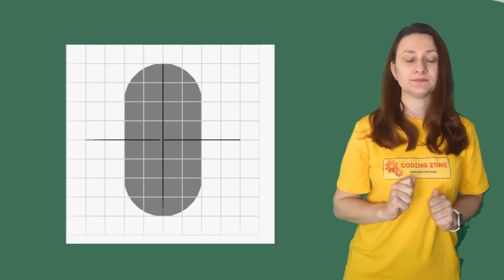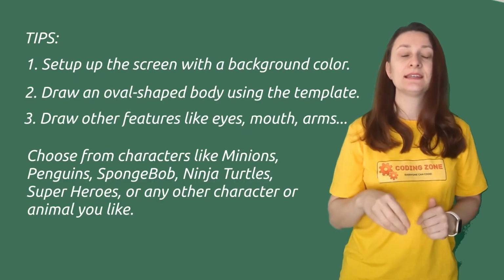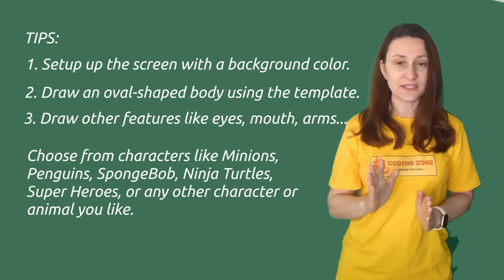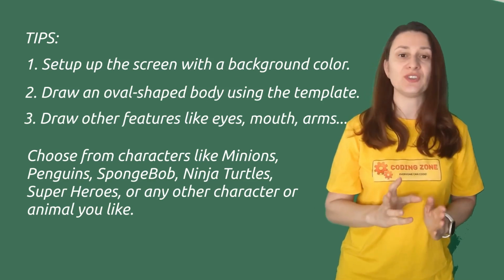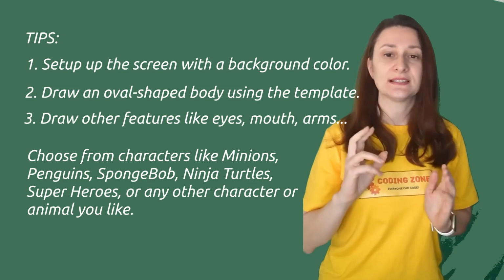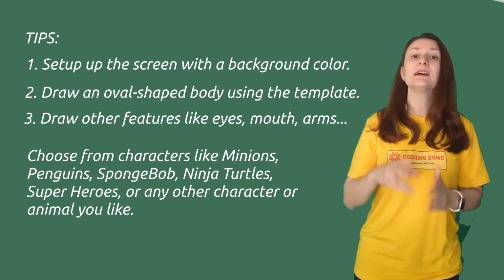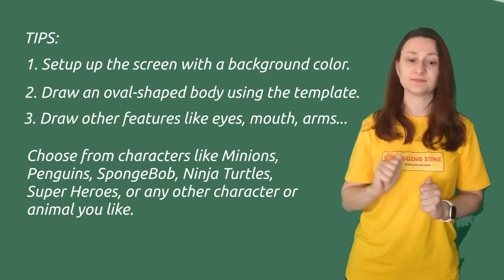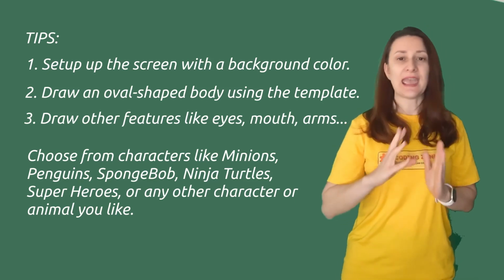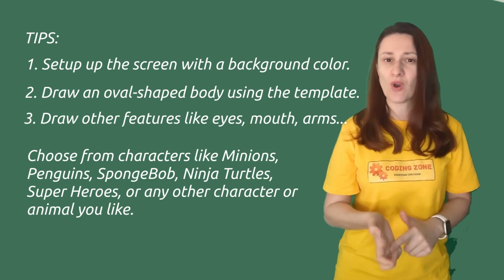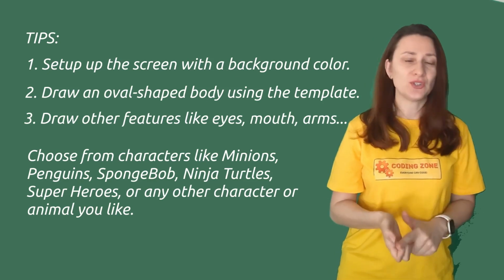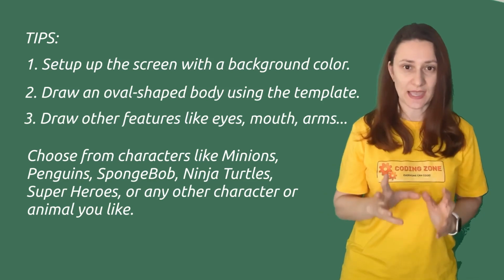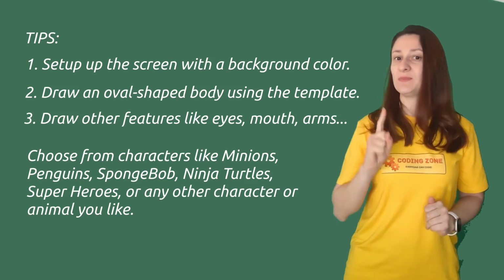That's the main requirement. First of all, you set up your screen, you add a background color, you draw this oval body shape, and after that, you can add some different features. You can add eyes, ears, nose, arms, legs, whatever you like, but the main requirement is to have the oval body shape provided in the description. You can create any character you want. It could be a Minion, a frog, any superhero, SpongeBob, Ninja Turtles, any animal, anything you would like, but it has to be the oval body shape from the template.